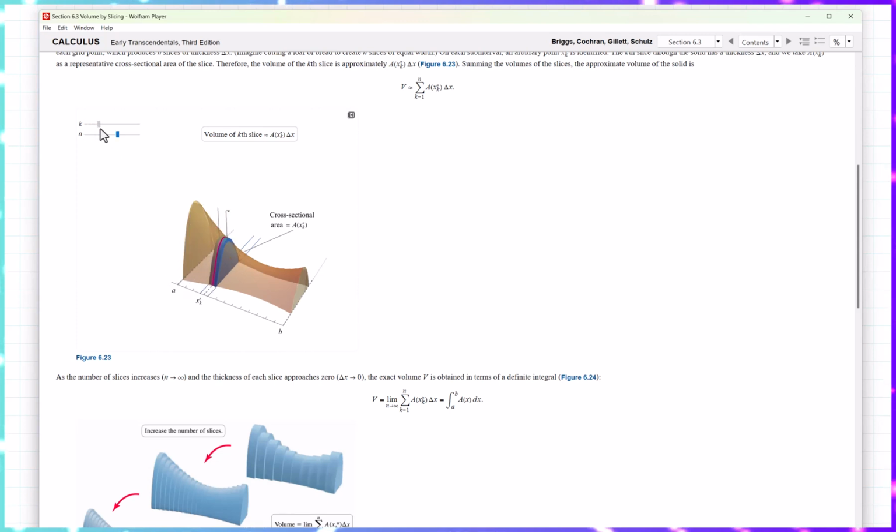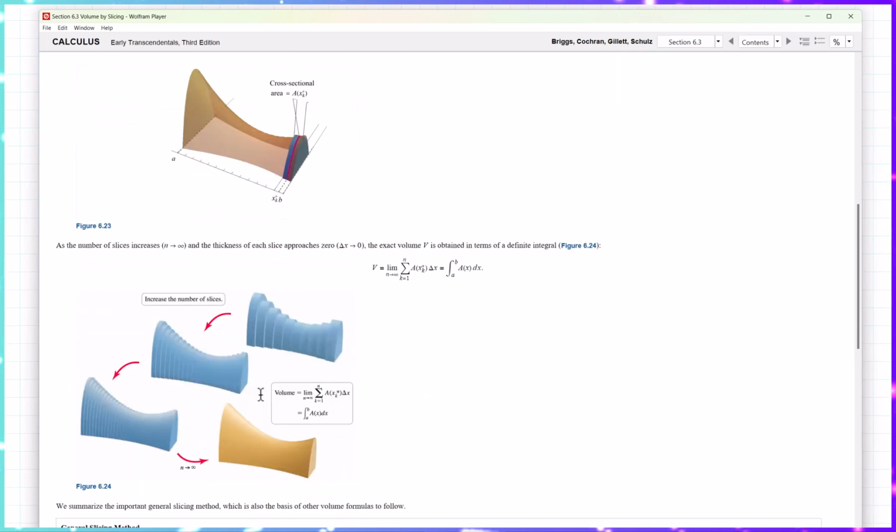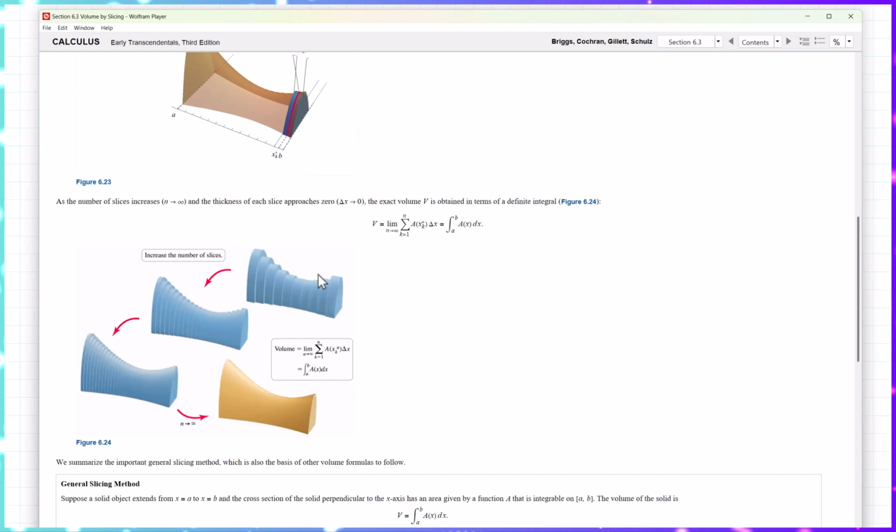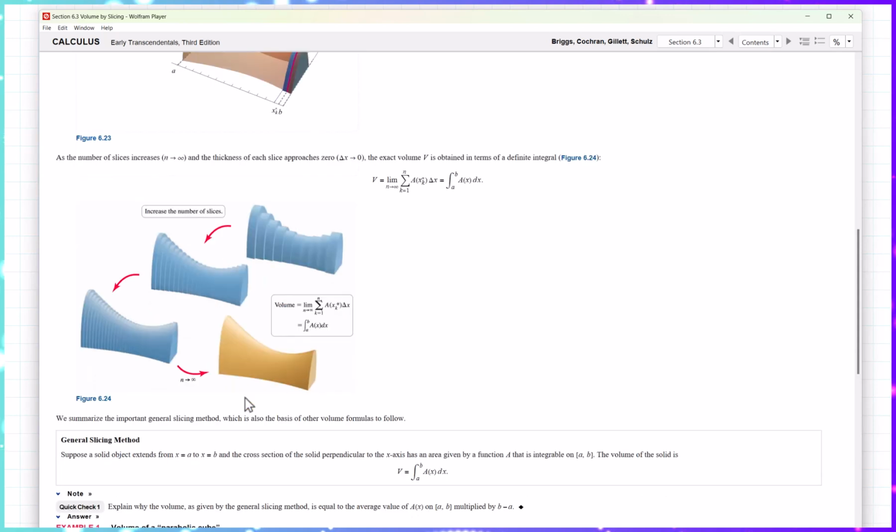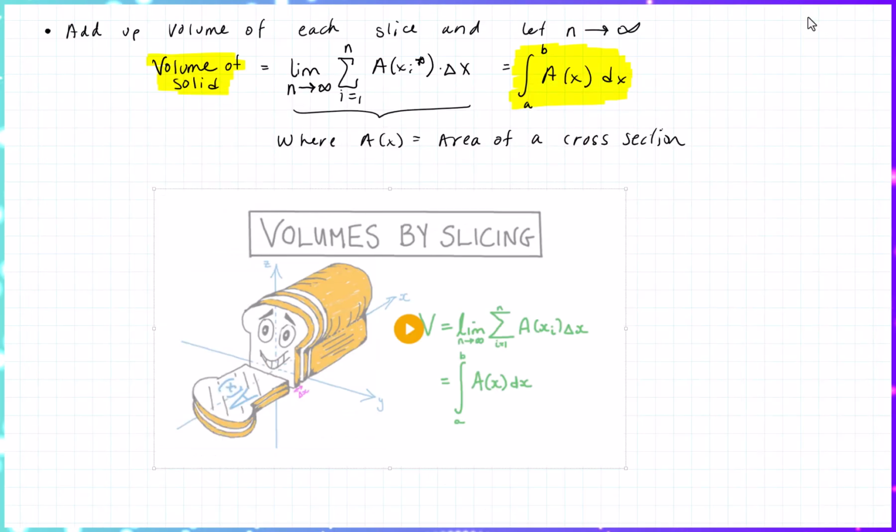In this case, the book uses k. I was using i in my notation, but we just add those all up, k from 1 out to n, and as n goes up, the slices become thinner and thinner, and you can actually see that visualization in a static way right there. So as the number of slices increases, our volume calculation approaches the exact volume of the solid. Okay, so let's do a quick example.